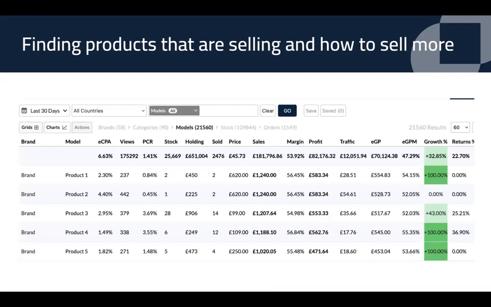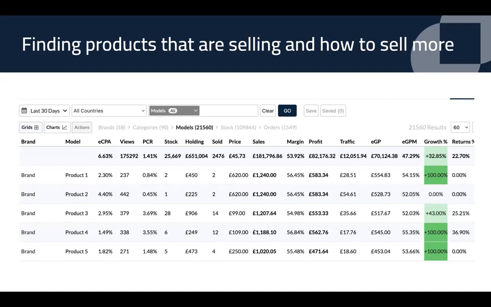The next slide then is all about finding products that are selling and how to sell more. So in this section you've jumped into sales analysis, and this is looking at the full data set, and you have this at the model level, category level, and brand, and even down to stock. But from this view, you can very, very quickly see your highest viewed products, your highest selling products, and you can then order them by highest viewed and highest sales.